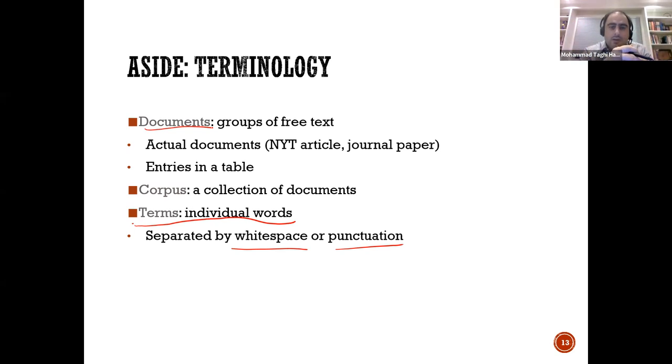free texts. For example, a New York Times article, a journal paper, entries in a table, especially for NoSQL type of data. That can be some text that we have, and it's a document. And finally, we have a corpus. A corpus is a collection of documents. So a lot of documents, like HTMLs or XMLs on the web, or chapters of a book, or something like this. So in some sense, a corpus has several documents, and a document has lots of terms.